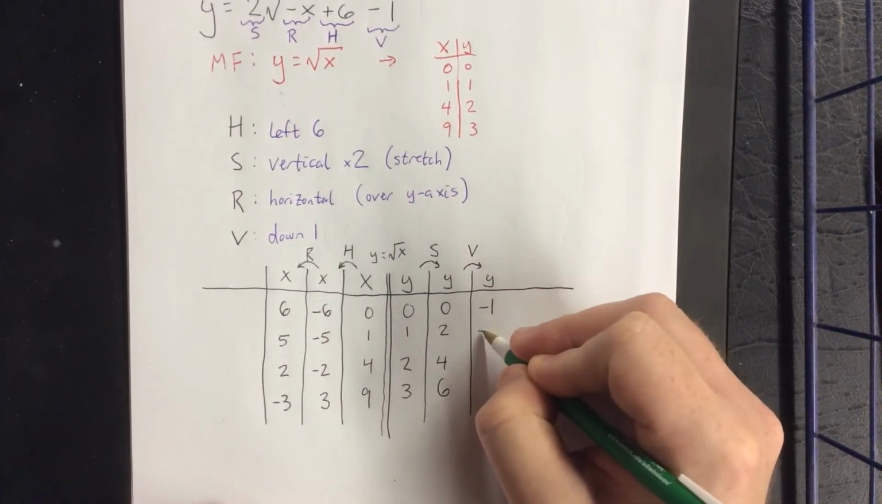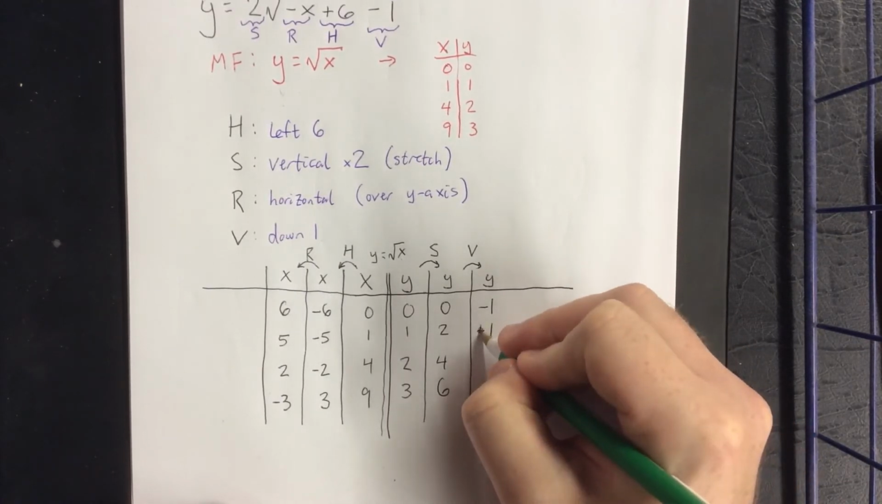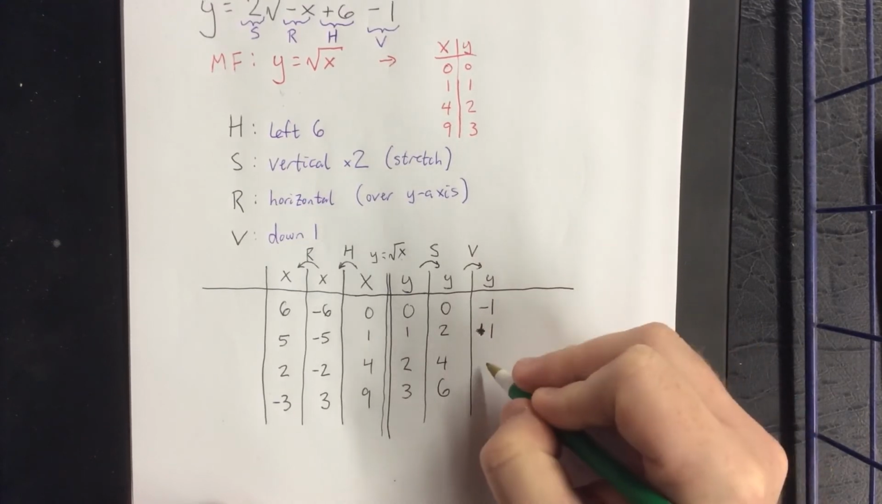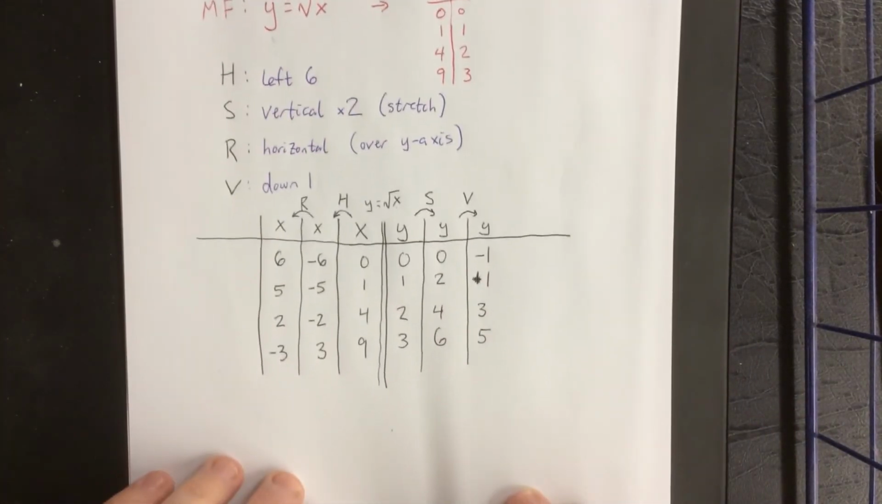That will subtract 1. Oh, that's not how you spell positive 1. Hang on. There we go. Much better. Keeping things positive. Shifting things down by 1 will subtract 1 from the corresponding values of y.